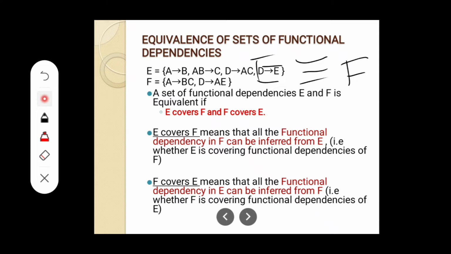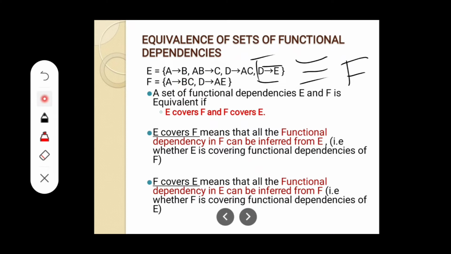So what is E covers F? E covers F means that the functional dependencies in F can be inferred from E. We take each functional dependency of F and try to derive it from E. That is called E covers F. All functional dependencies of F can be derived or inferred from E.